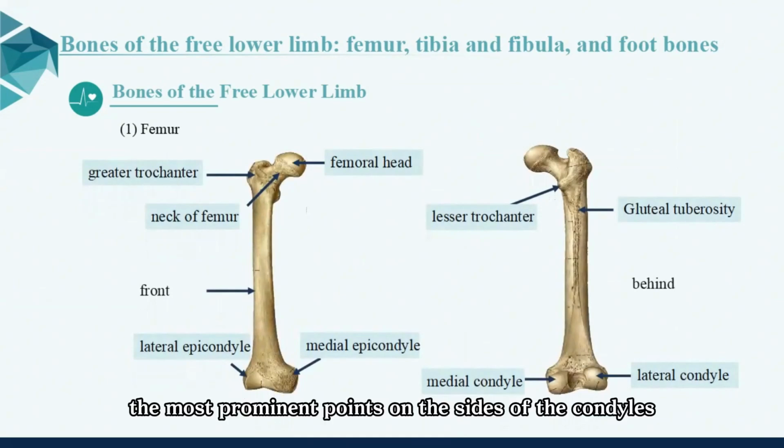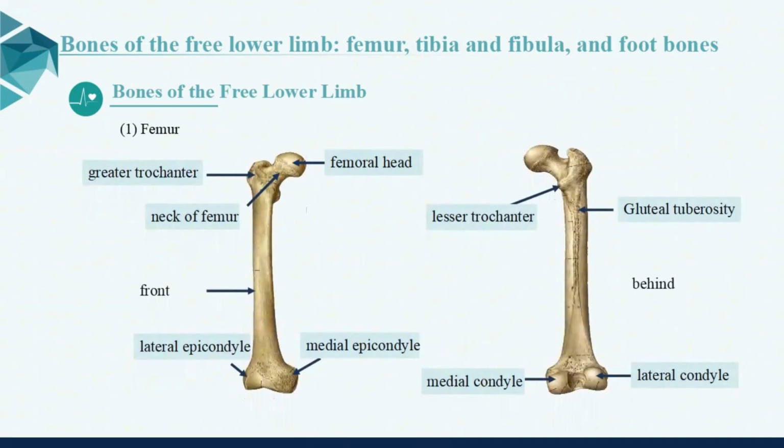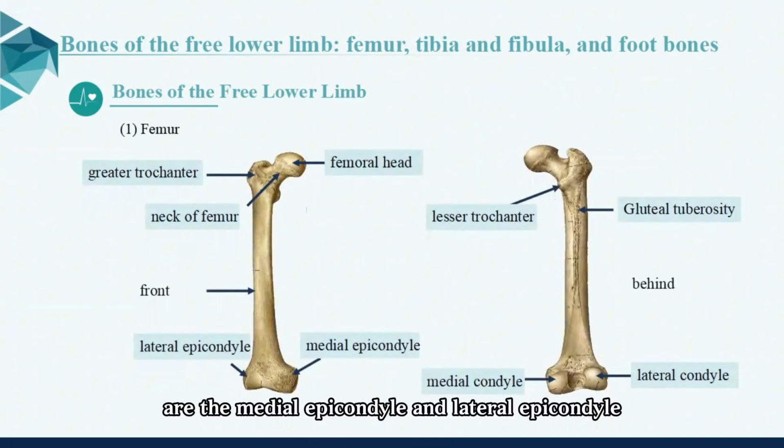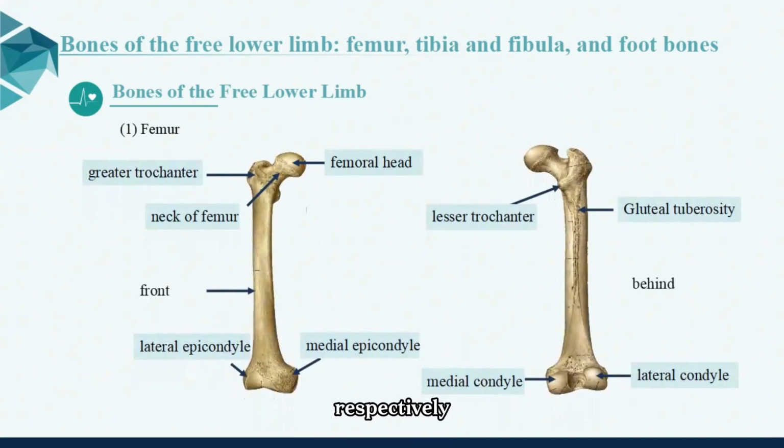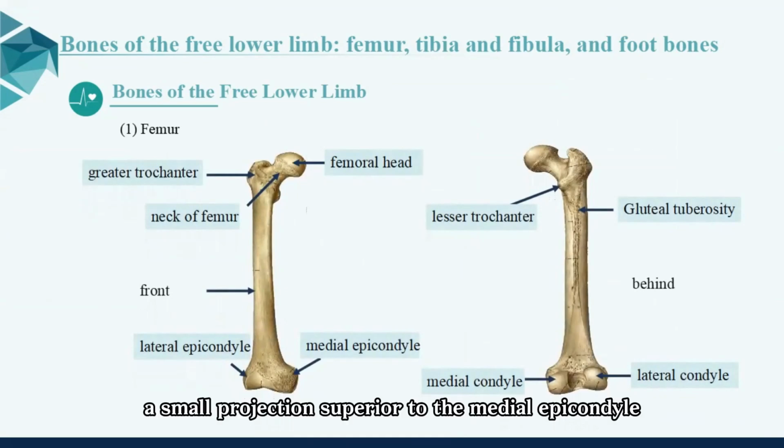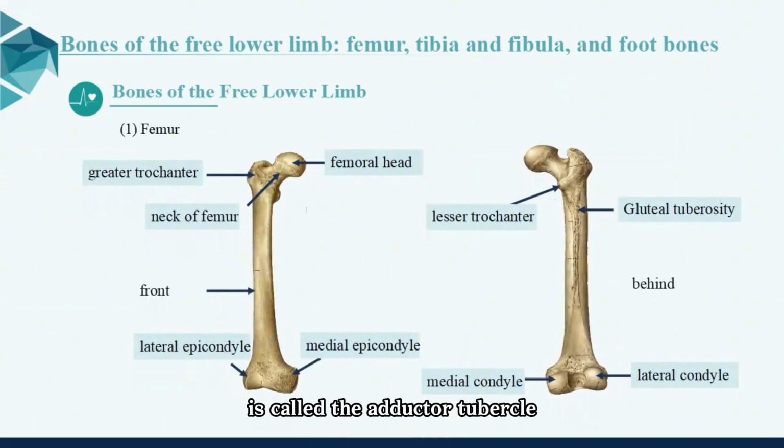The most prominent points on the sides of the condyles are the medial epicondyle and lateral epicondyle, respectively. A small projection superior to the medial epicondyle is called the adductor tubercle. All of these are important landmarks that can be palpated.